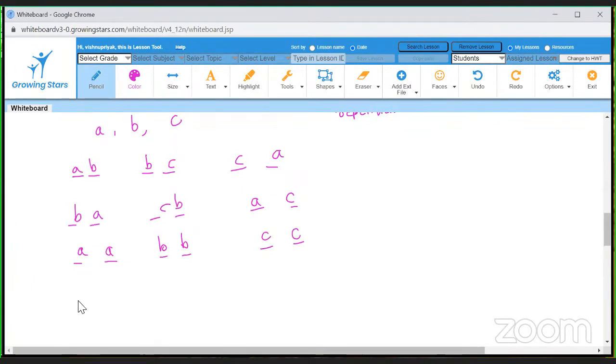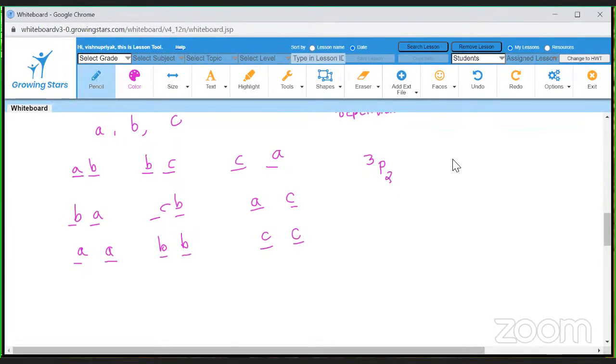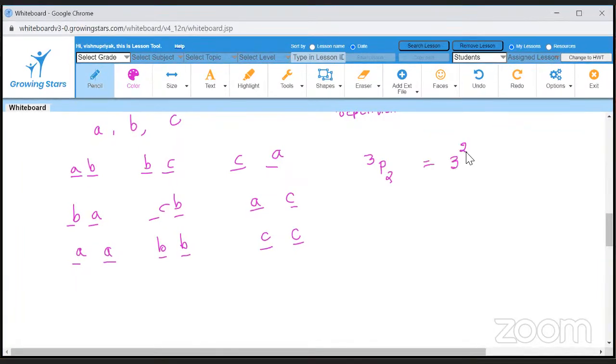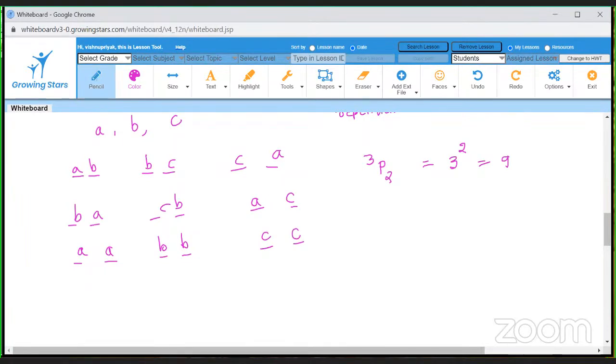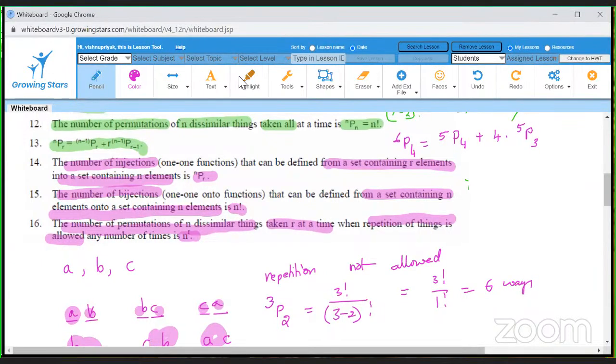This is repetition allowed. Then what is happening? Total 3 things, I'm taking 2 things and repetition is allowed. So the number of permutations will be 3 square, that is total 9 ways. So this is the formula, 3 square. This is the formula they gave in the 16th point, n power r.